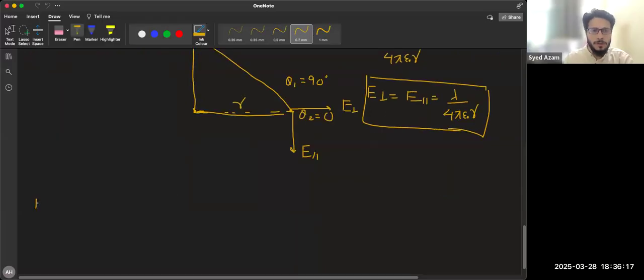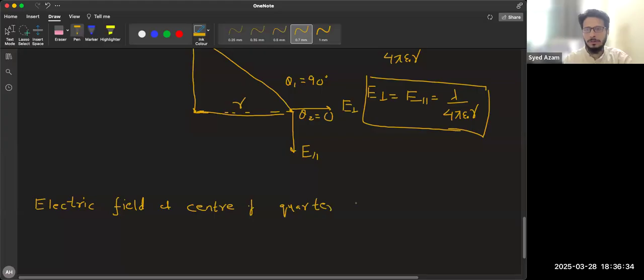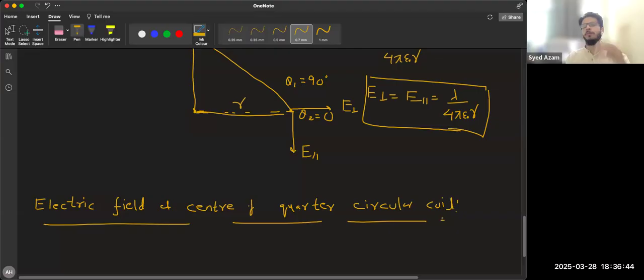So, electric field at the center of a quarter circular coil. Once you know the result for the quarter circular coil, you can repeat this result to get the electric field due to a semicircular coil and a full circular coil.